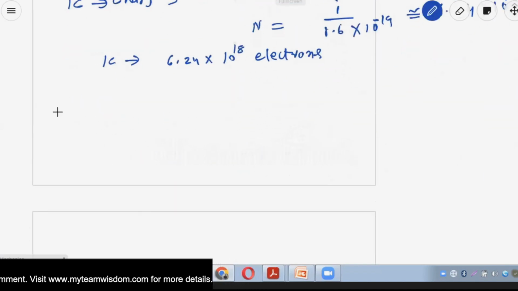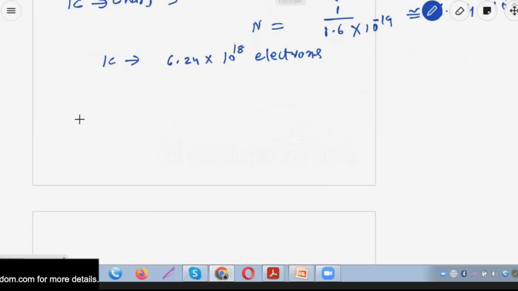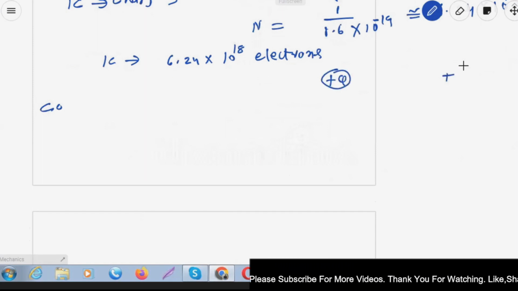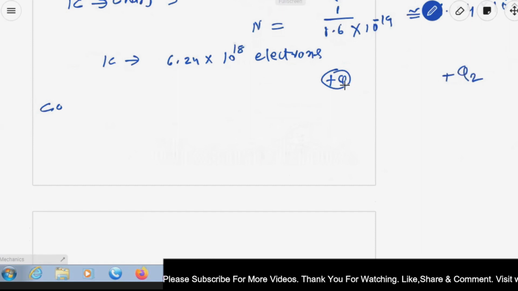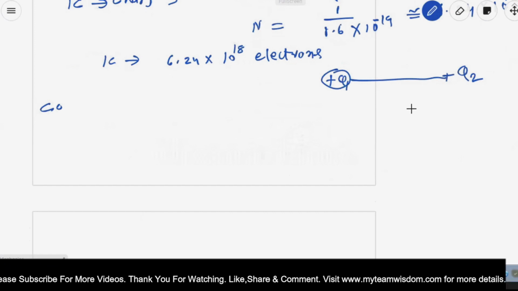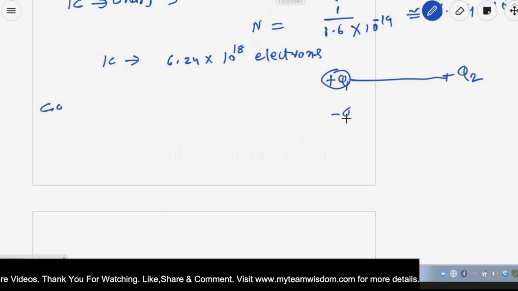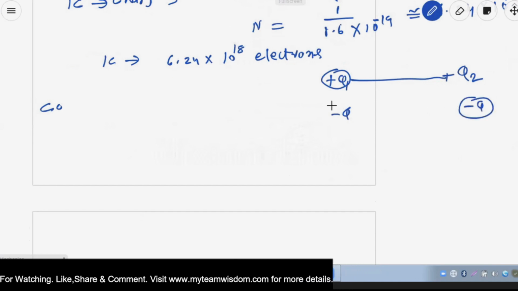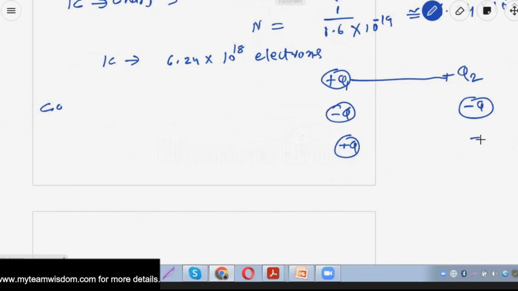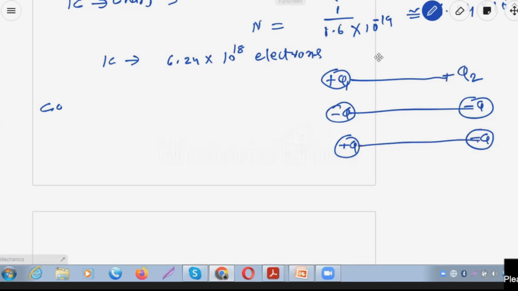Suppose I discuss Coulomb's law. If I have a positive charge Q1 and another positive charge Q2, both positive, that means like charges, they will repel each other. If both are negative, they will also repel each other. If I have one positive charge and one negative charge, they will attract each other, right?